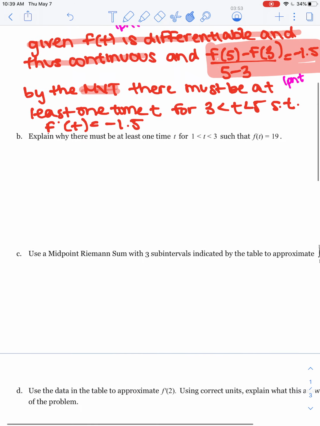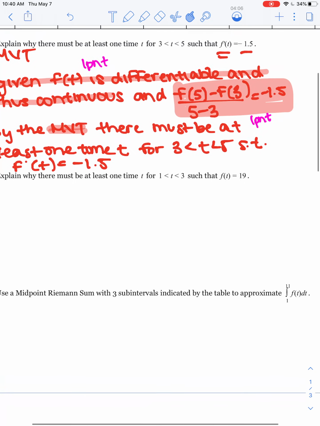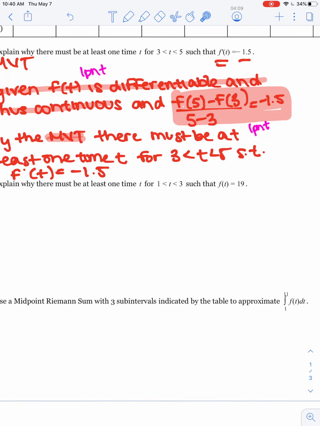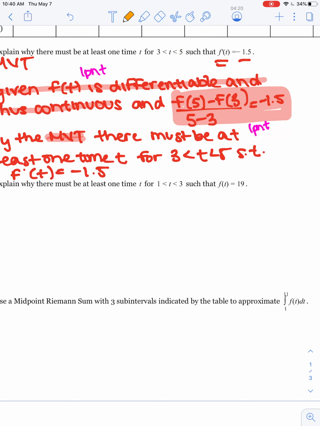In the next problem, we're asked to explain why there must be at least one time t between time 1 and 3 such that our function f of t is equal to 19. The big difference here is that in part A, we're asked for the derivative to equal a value. In part B, we're asked for the function to equal a value. So here we're being asked, in a roundabout way, to apply the intermediate value theorem.